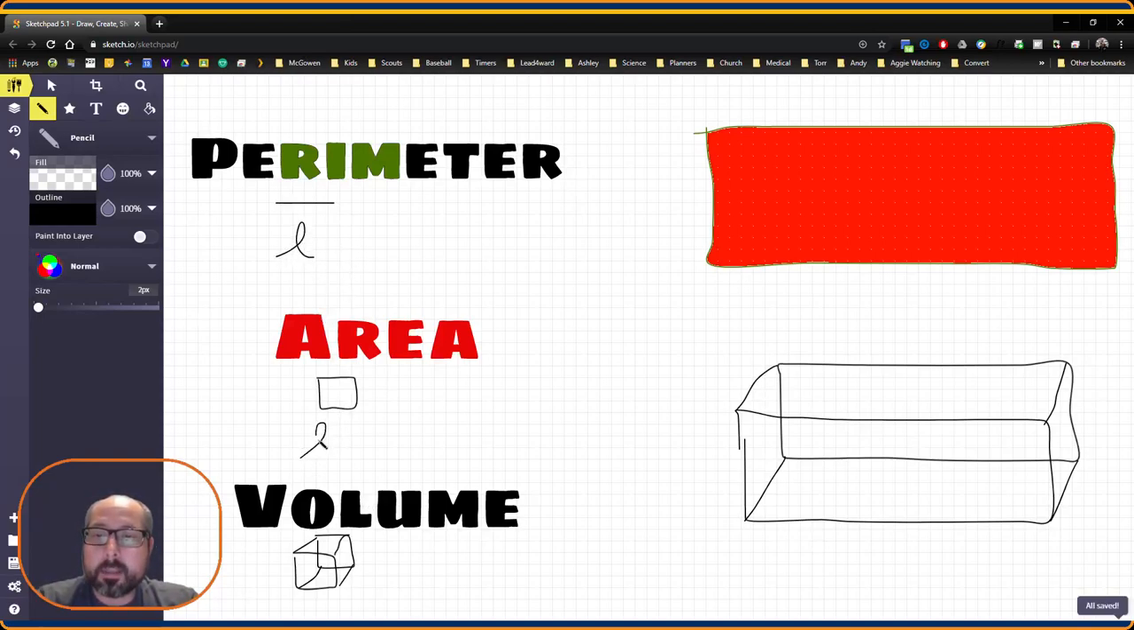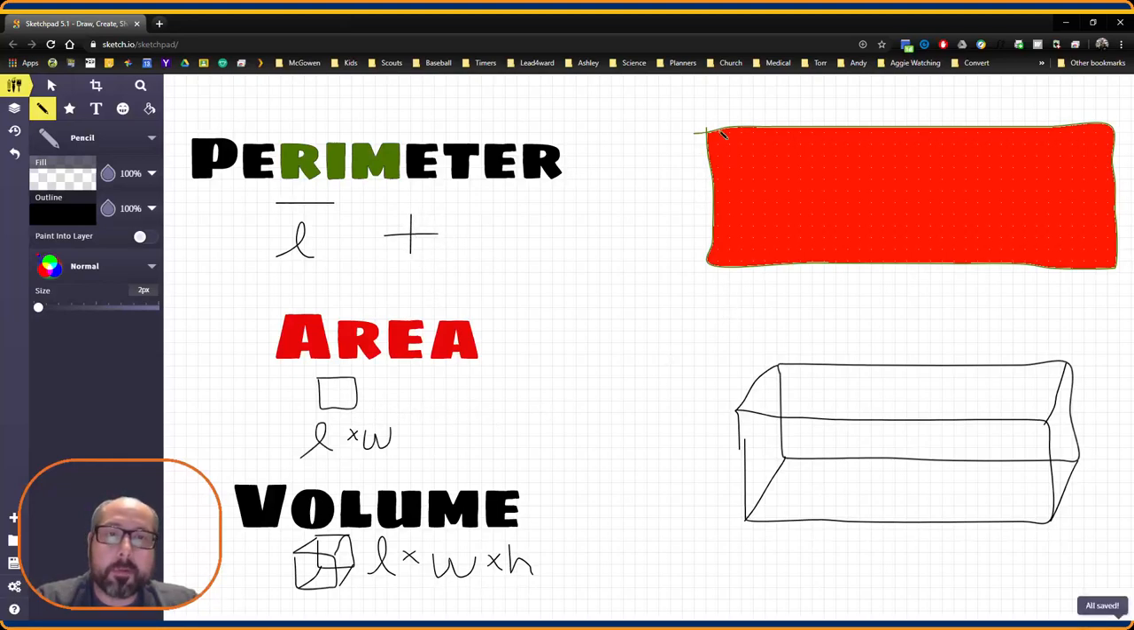Here we would just have length. Here we would have length times width. And here we would have length times width times height. Now, when we say we just have length up here on perimeter, that's assuming we're adding all four sides together. So you would need to add those sides, and you would use addition.